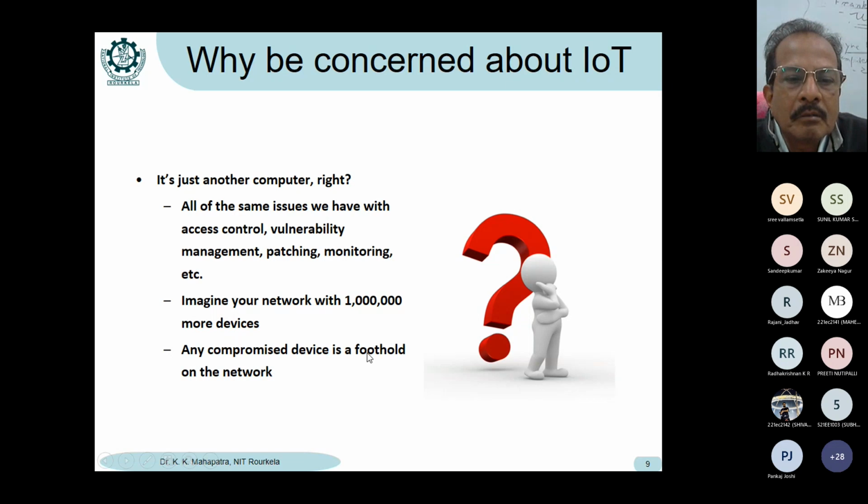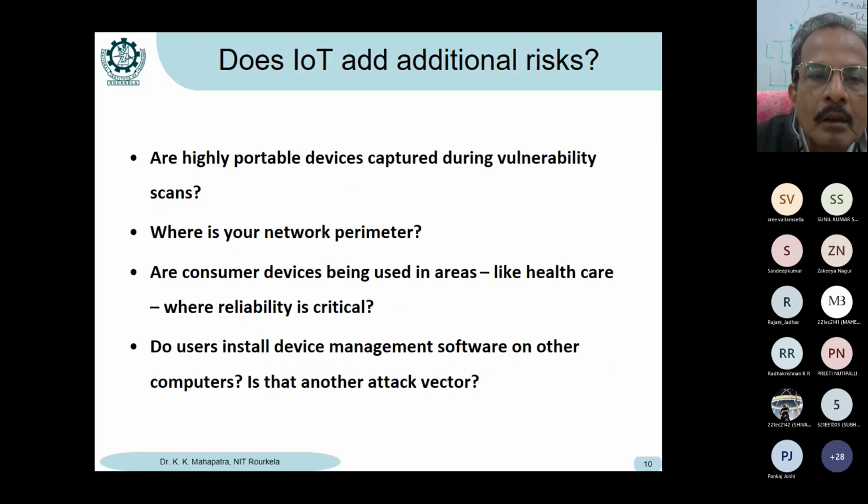Now, the problem that is happening is because of a network with 10 lakh devices or more, here I put 1 million. Any compromised device is a foothold on the network. If you go for a compromise, the whole thing is gone. Now, these are the questions being raised. Are highly portable devices captured in vulnerability scans? There are portable devices connected to the internet. Are they being caught? You have to identify that. If yes, there is some kind of vulnerability, and it is connected in a scenario in which we have 10 million devices, or today sometimes 14.4 million devices, and billions of devices. So that's becoming a serious issue.